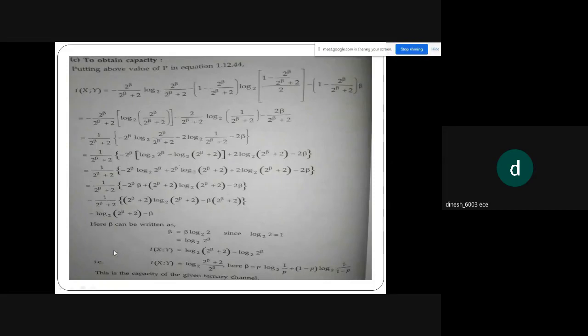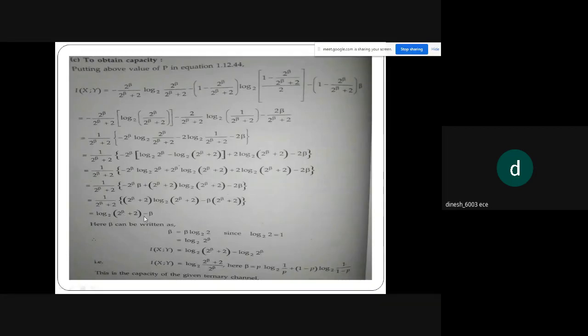Two power beta plus 2. This is your channel capacity. Now see that we have a beta value. Beta is already given in terms of the given probabilities, p and 1 minus p. So we are going to simplify this log to the base 2 of (2 power beta plus 2).